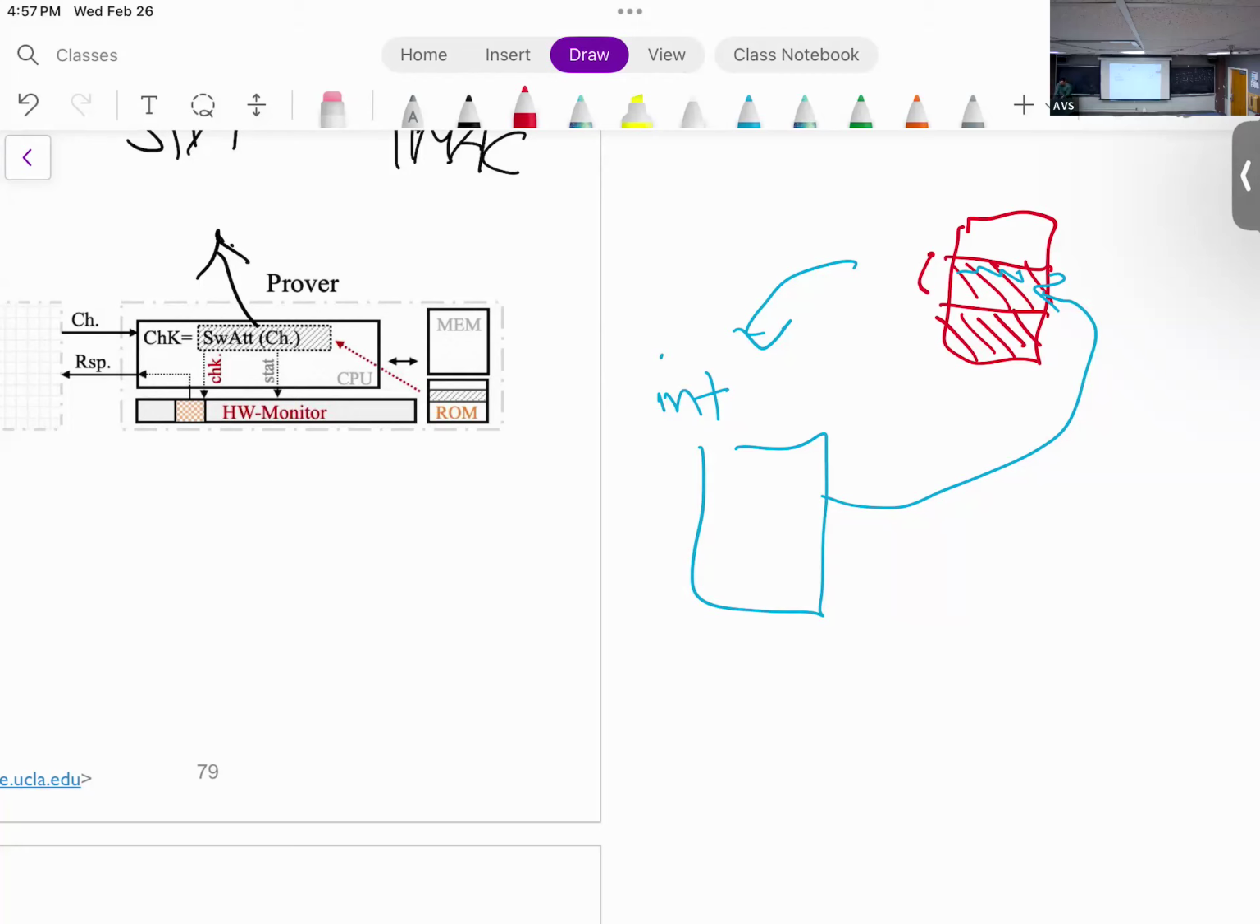So how do we fix it? Our solution was that we're going to monitor the memory writes during the interrupt process. If the interrupt wants to write anything to the memory, then we reset the attestation. If the interrupt does not write anything to the memory, then we can safely resume the attestation.